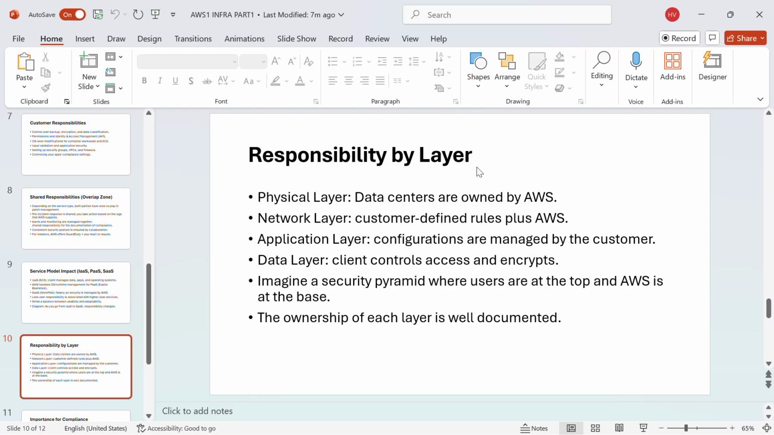Responsibility by layer. Physical layer: data centers are owned by AWS. Network layer: customer defined roles plus AWS. Application layer: configurations are managed by the customer. Data layer: the client controls access and encrypts. Imagine a security pyramid where the users are at the top and AWS is at the base. The ownership of each layer is well documented.